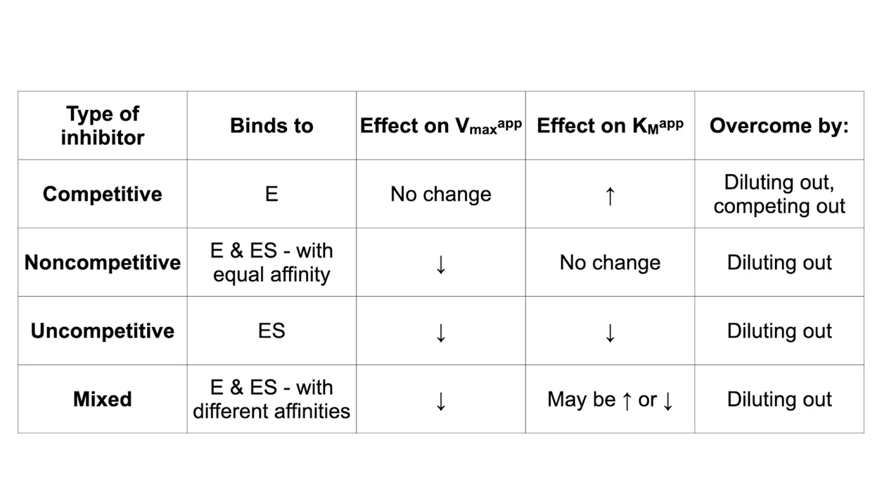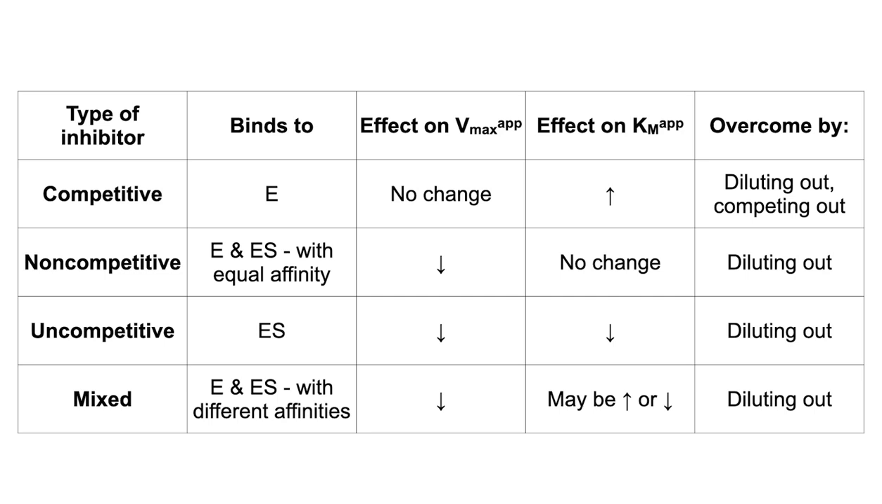Uncompetitive, here you're binding to ES and only ES. That's going to decrease your Vmax apparent. Remember, you're taking the enzyme out of commission. And then what that's going to do is basically stabilize that substrate bound form. It's going to pull the reaction towards the enzyme substrate complex. That's going to decrease your apparent Km, make it look like you have a higher affinity.